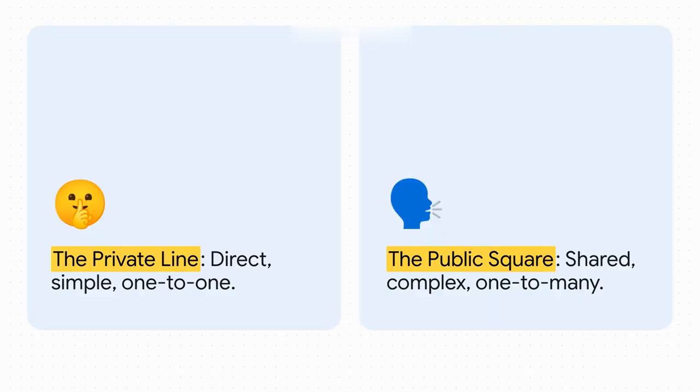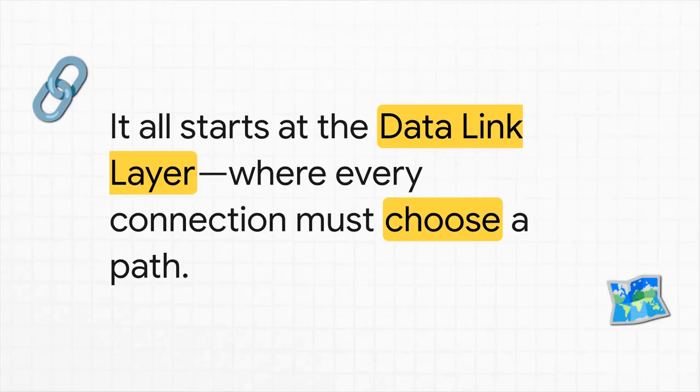Is the connection like a private, dedicated line, like a secret telephone between just two people? Or is it more like a public square, this big, noisy room where everyone is shouting at once, just trying to be heard? Now, this critical decision is not just a nice little analogy, it's a core concept in computer networking. It all happens at what's called the data link layer. This is deep in the weeds where the real rules of the road are set. So let's explore that first path, the simple, elegant, private line.